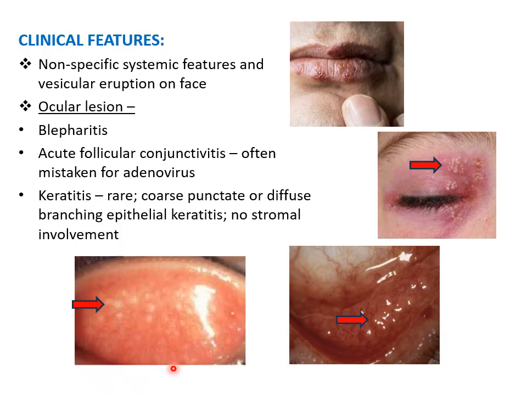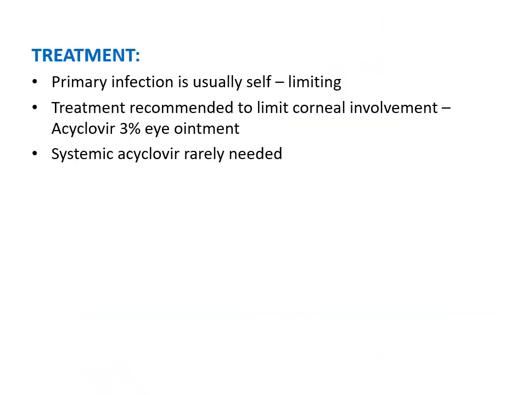So all viral conjunctivitis more or less look similar. They are characterized by an acute follicular reaction and they are usually self-resolving in nature. Keratitis in cases of primary infections is rare, and if it happens at all, it's going to cause a punctate or branching epithelial type of keratitis, which we will be discussing in detail further on. There will be no stromal involvement.